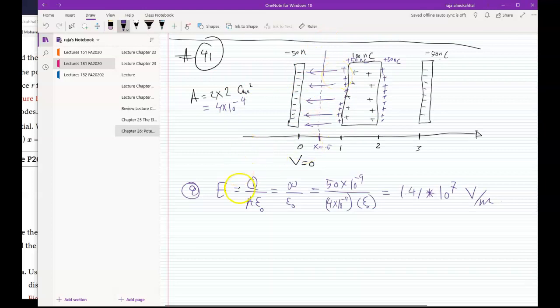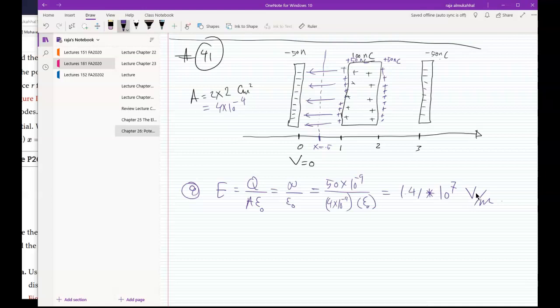So what would the electric field here be? One formula to use is Q over A epsilon naught, where A is the area, the sigma over epsilon naught. This one should be good enough. So I have Q, the charge on this side, which is like a capacitor right here, 50 nano, over the area, epsilon naught, and that will give you this. Got it?